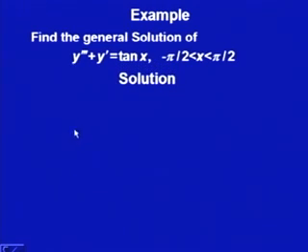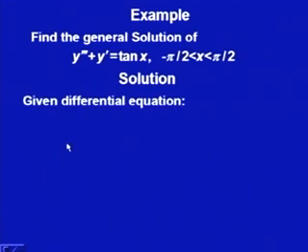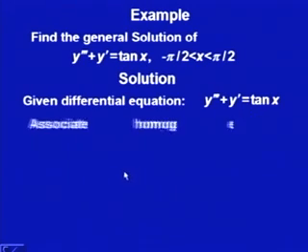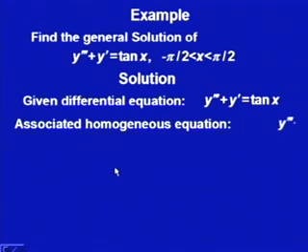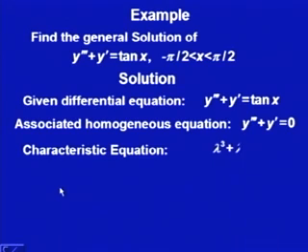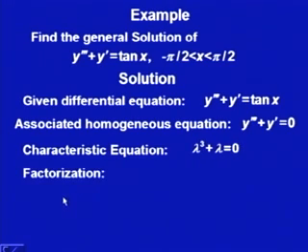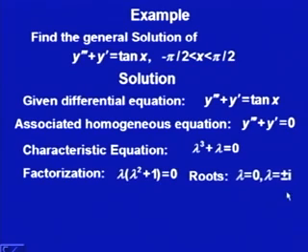First, we will find the general solution of the corresponding homogeneous equation. The given differential equation is y triple dash plus y dash is equal to tan x. So, the associated homogeneous equation would be y triple dash plus y dash is equal to 0. Its characteristic equation would be lambda cube plus lambda is equal to 0. Factorizing, lambda times (lambda square plus 1) is equal to 0. The roots would be lambda is equal to 0, and lambda square is equal to minus 1, that is the complex conjugate.